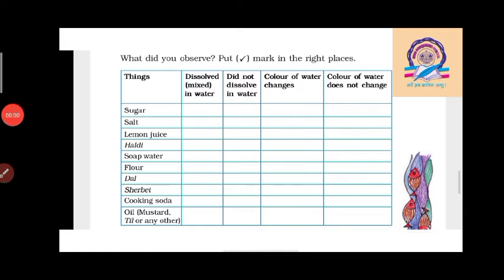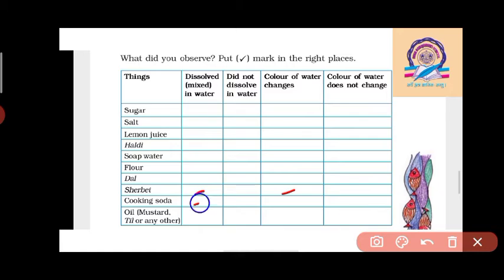Sharbat. Now what about sharbat? What is sharbat? Do you know? Sharbat means something like a fruit juice. So sharbat will dissolve in water, but it will change the color of water. If the sharbat is, let us say, pink in color, then it will make the water pink. What about cooking soda? It will once again dissolve in water, but it will change the color of water.